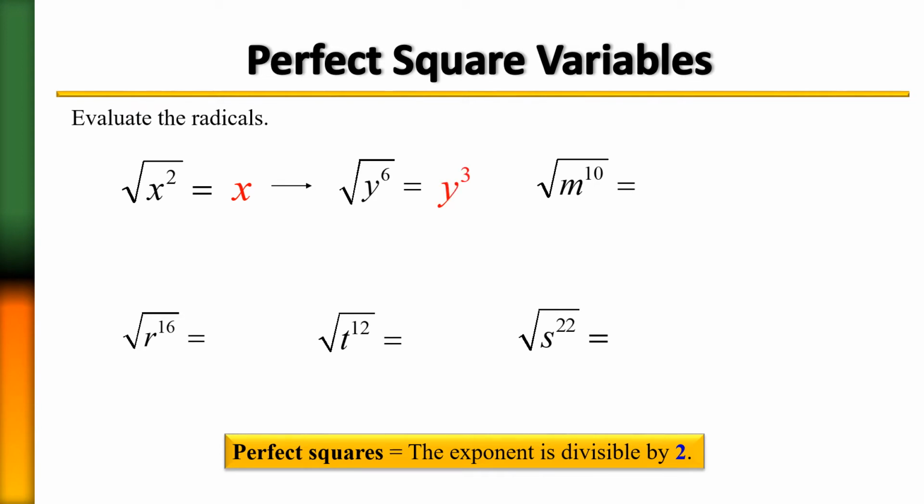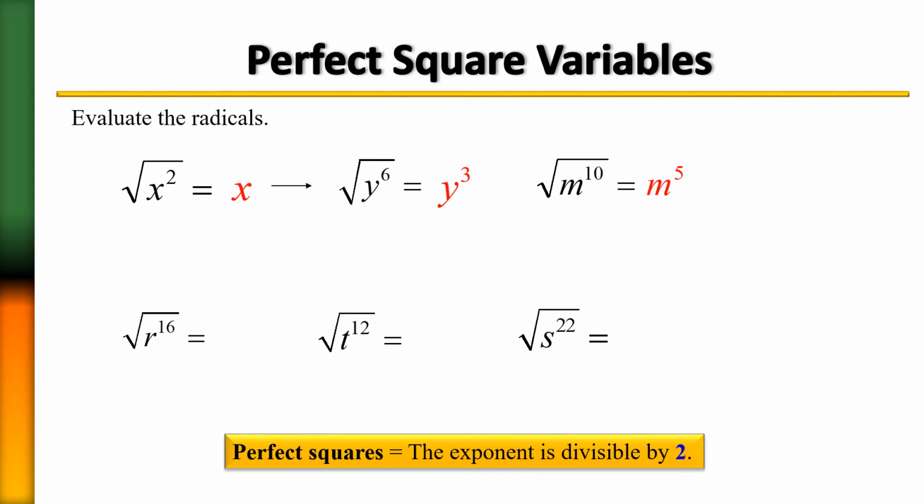One other way you can look at these, if you don't want to divide by the index, you can just take the exponent of the variable and say what's half of it. For example, here you have a variable m to the 10th power. What's half of 10? Half of 10 is 5. So this is going to equal m to the 5th power.